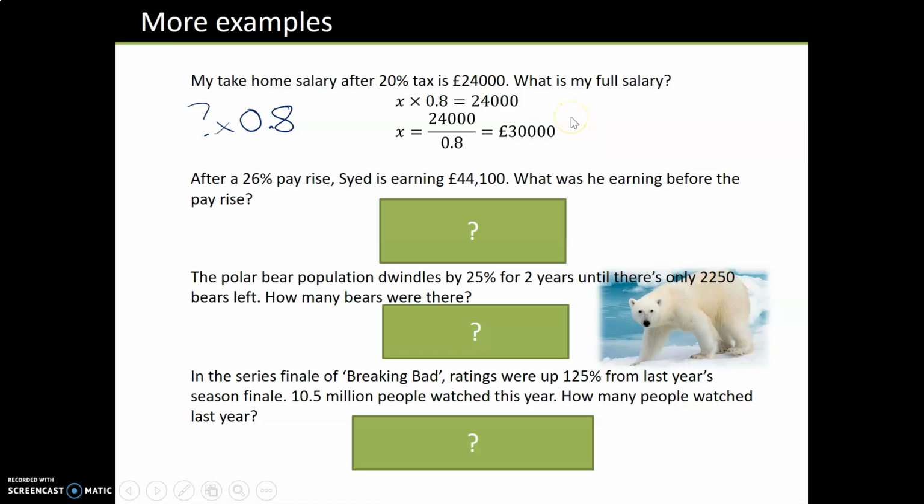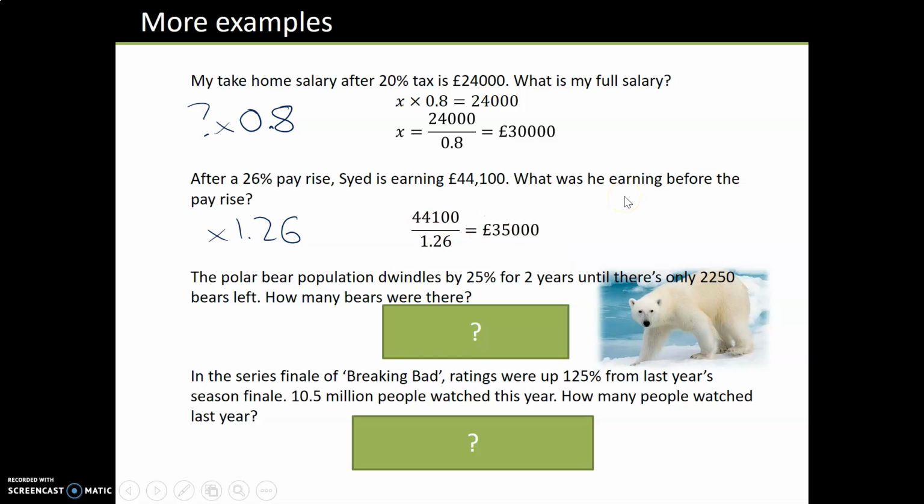Okay, so I have a 26% pay rise. So I'm going to be multiplying something by 1.26. So to get my original, I divide by that. So I should get that.